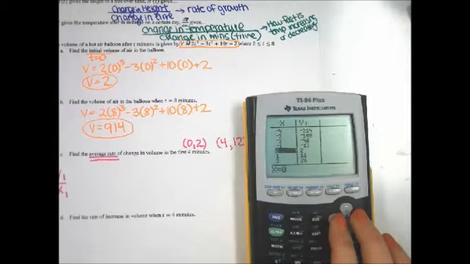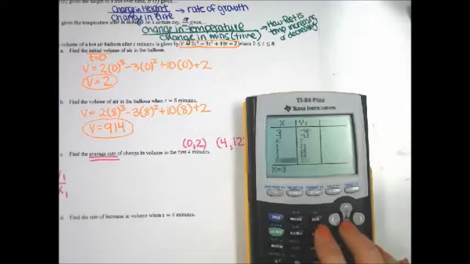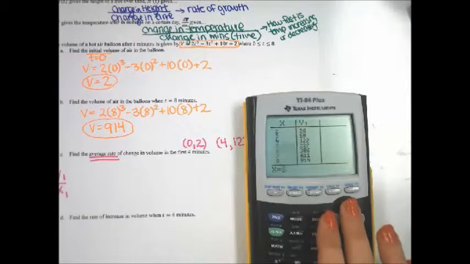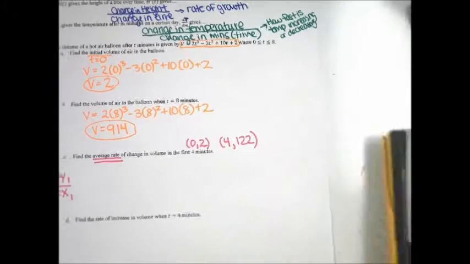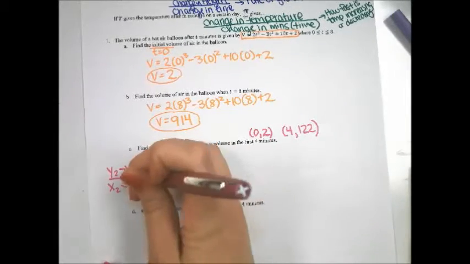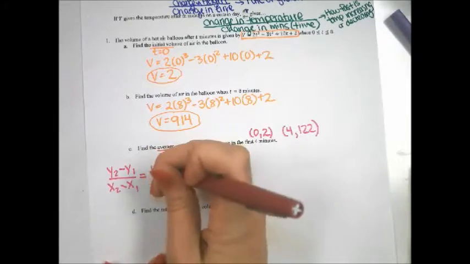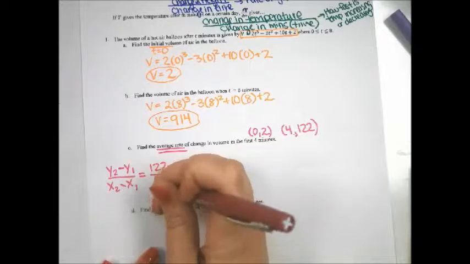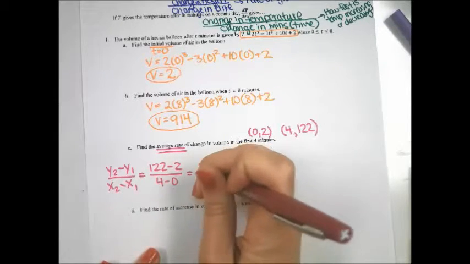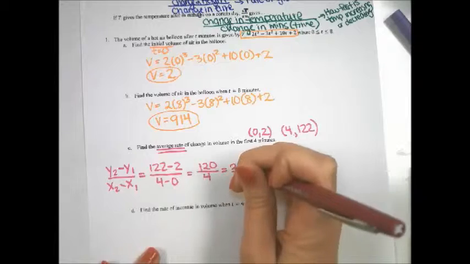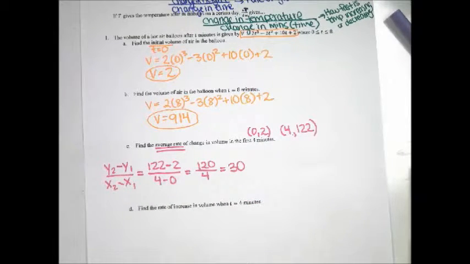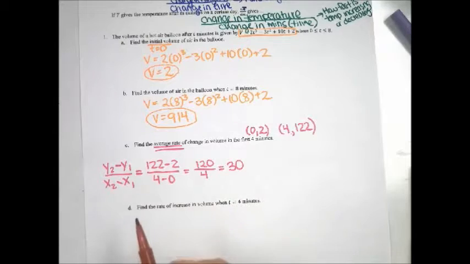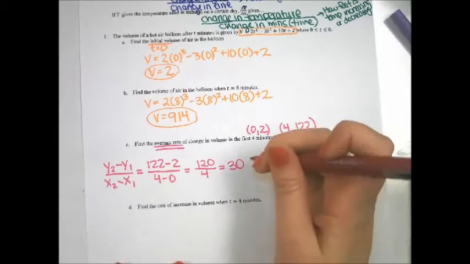Generates a table, and we could pull them from here. So if you want to save yourself a little time, there's our initial volume of 2. It looks like it's increasing. 5, 6. There was our 8 of 914, and at 4 we have 122. So however you want to find your points. We find both of our points, and then we plug them into our slope formula. So y2 is 122 minus y1 is 2 over 4 minus 0. So 120 over 4 gives us 30. So 30 is our average change in volume for the first 4 minutes. Okay.